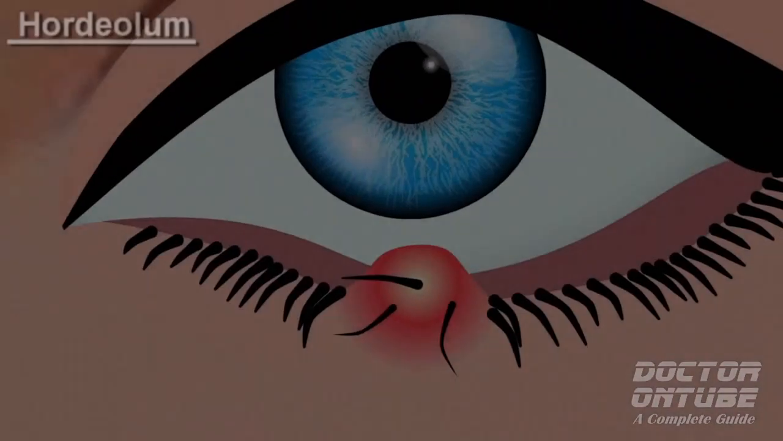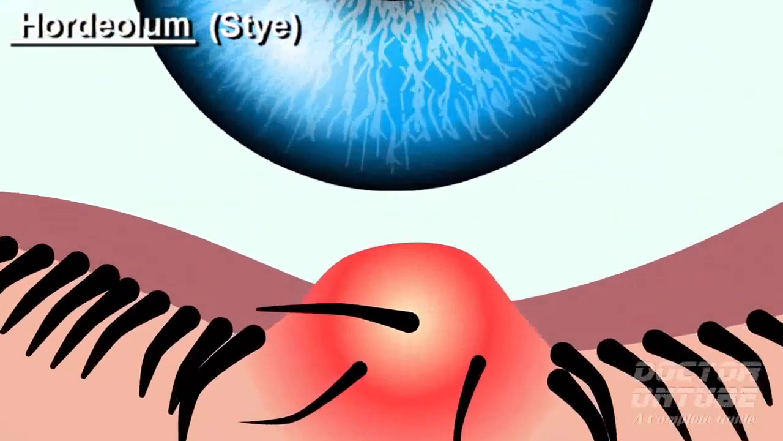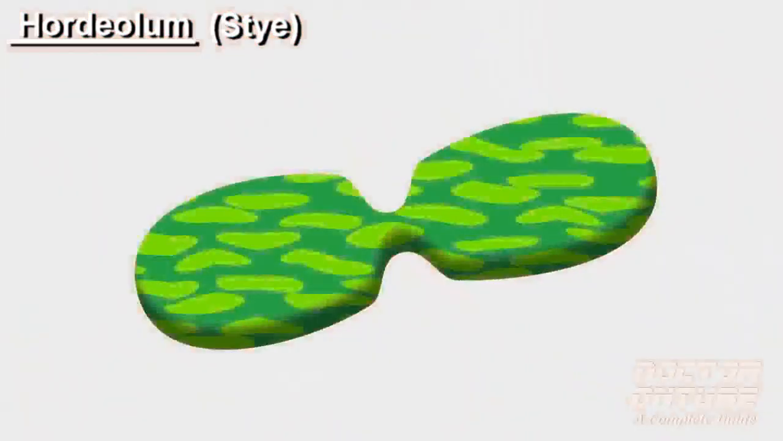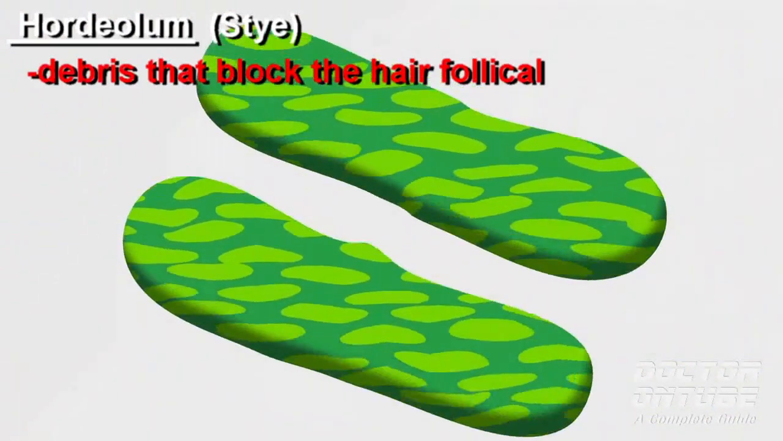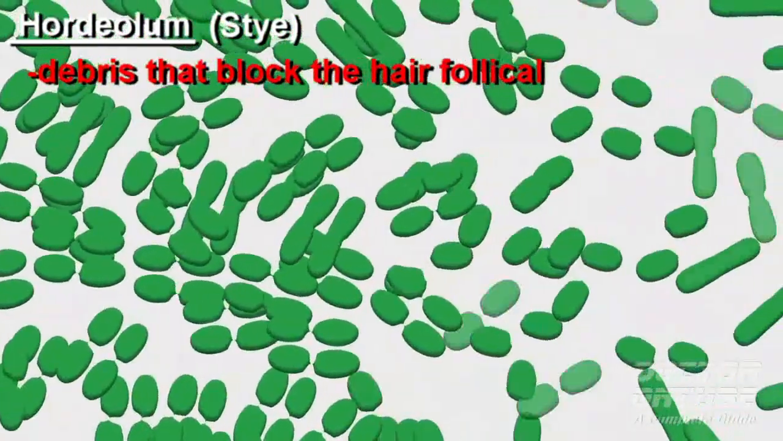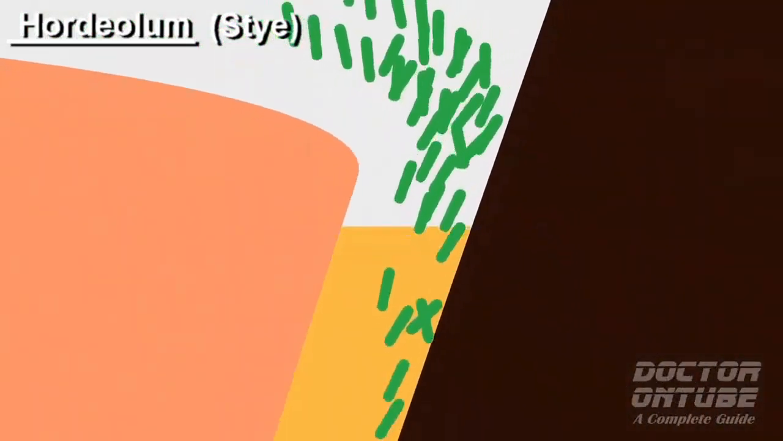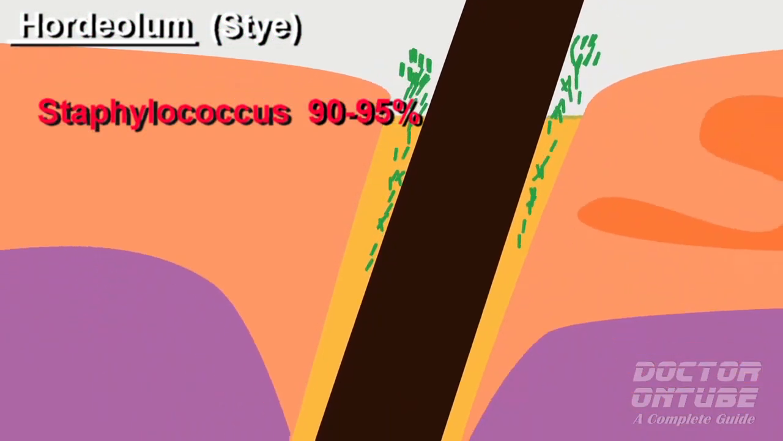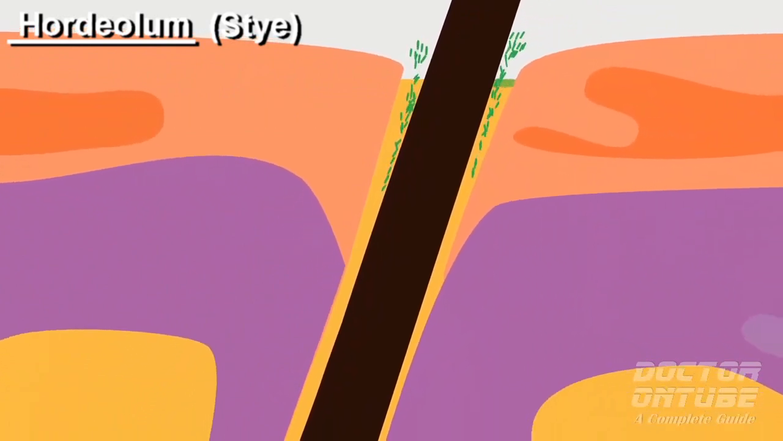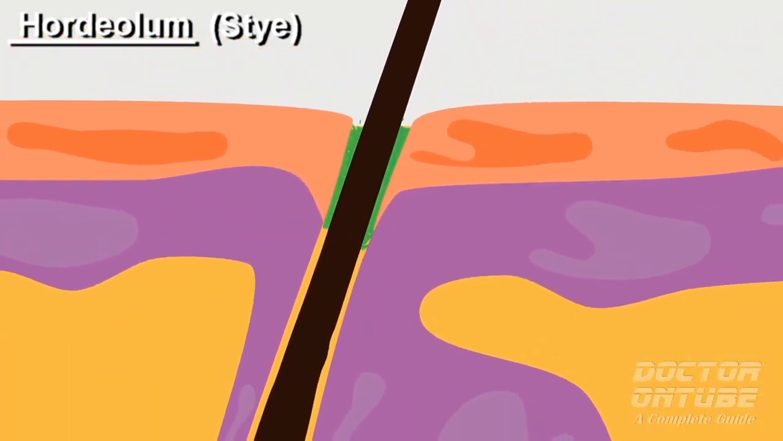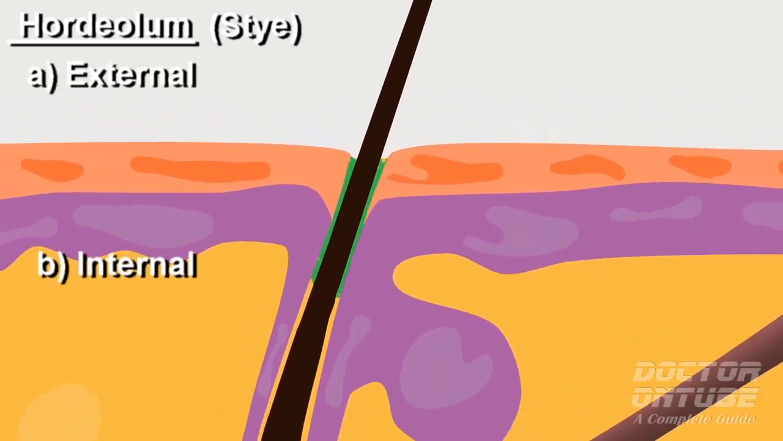Hordeolum. A hordeolum, commonly known as stye, is an acute, localized swelling of the eyelid. Styes are caused by dirt and debris that block the hair follicle and get infected by bacteria. The most common bacteria, known as Staphylococcus, are responsible for 90 to 95% of styes. There are two known types of hordeolum, external and internal.